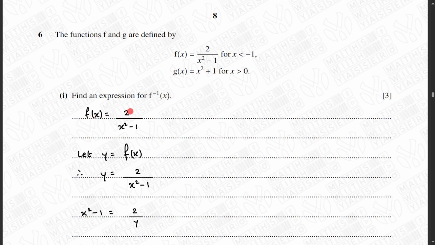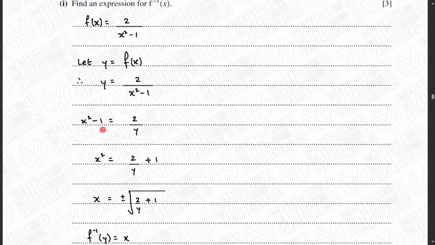f of x is 2 over x squared minus 1. Let's consider that y is equal to f of x. So y must be 2 over x squared minus 1. Now let's make x squared minus 1 the subject of the equation. That will give us 2 over y. So x squared is equal to 2 over y plus 1. That means x must be equal to plus or minus the square root of 2 over y plus 1.